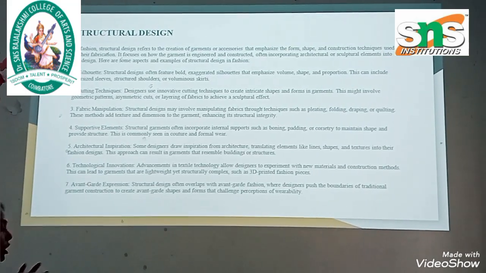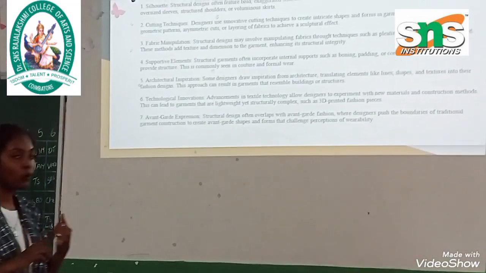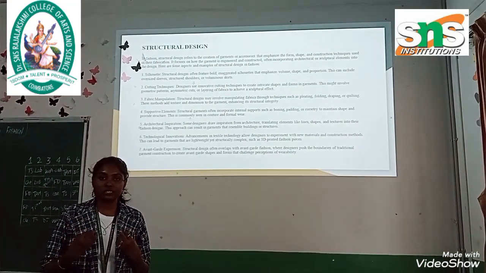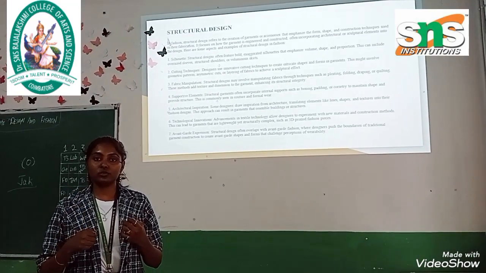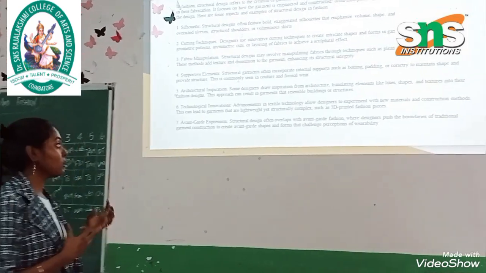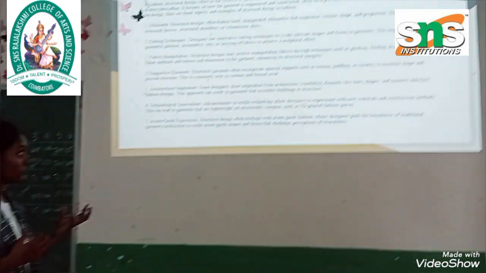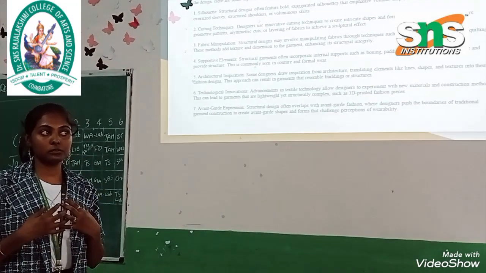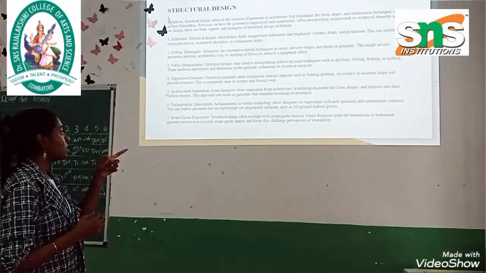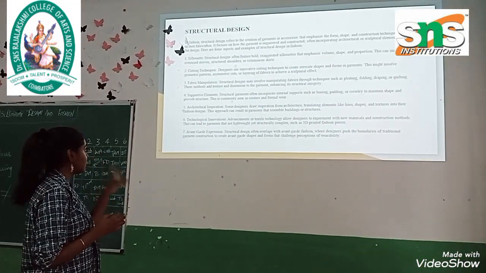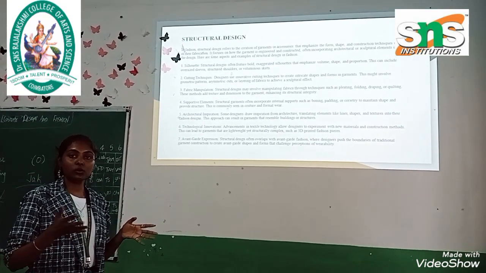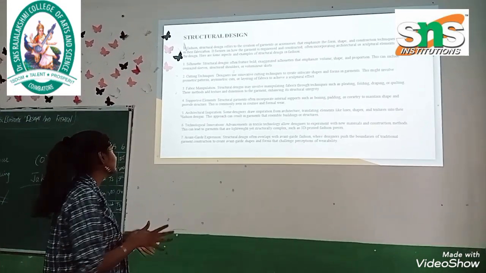The other one is supportive elements. Structural design often incorporates internal support such as boning and padding. For example, in corset design we include boning in the areas where it will give a structured effect. Also, when we are using a padded top or any other item, the supporting elements give support and maintain the shape of what we are trying to make.